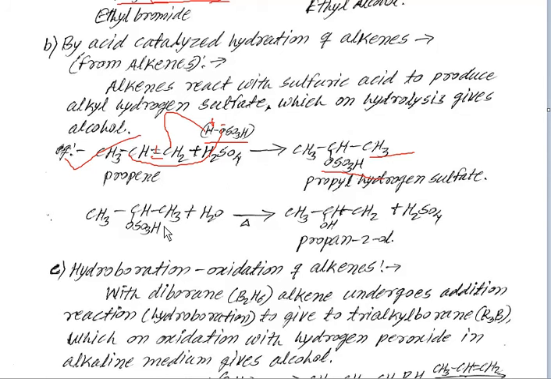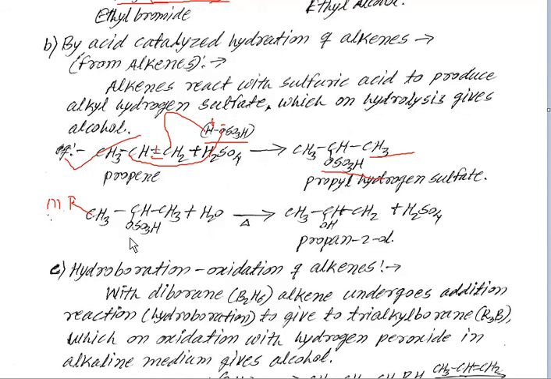That propyl hydrogen sulfate, on hydrolysis, that is on reaction with water on heating, gives an alcohol, that is propan-2-ol. That reaction is according to Markovnikov's rule.